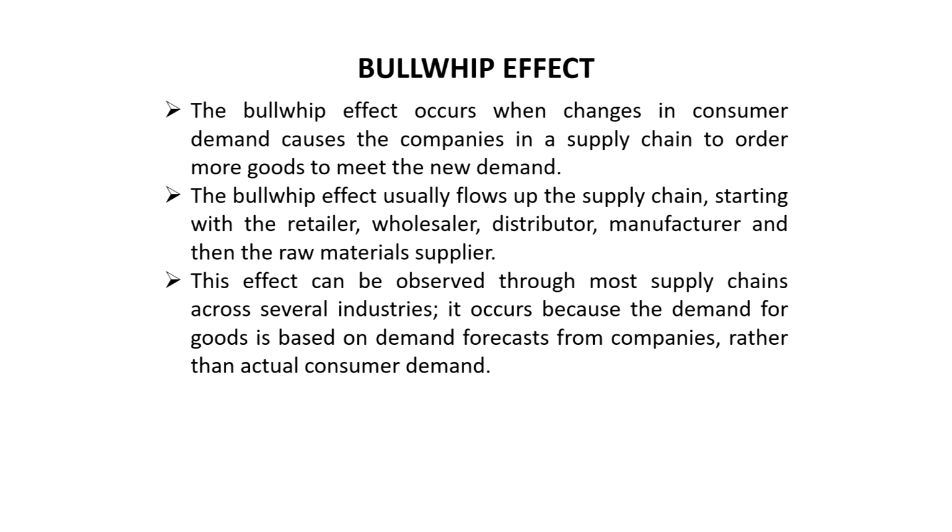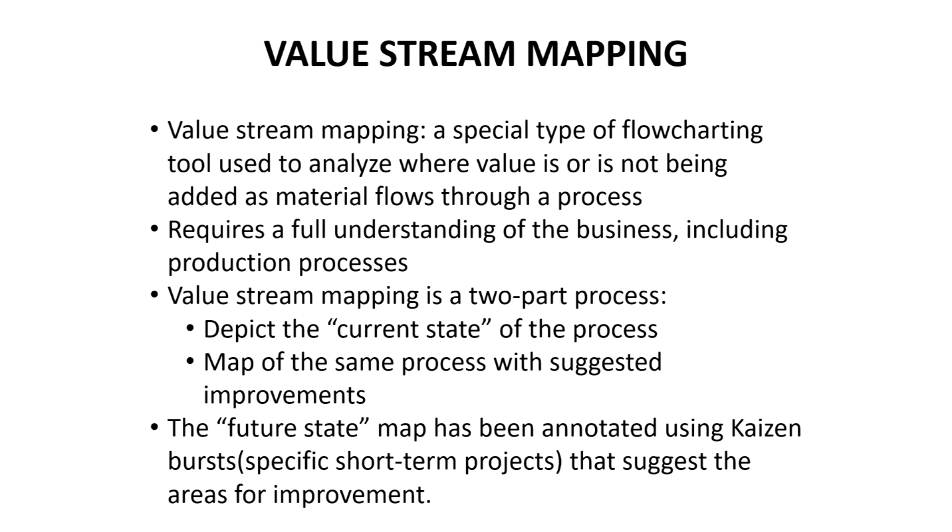Then we can talk about value stream mapping. In value stream mapping, as I said, a very important concept in lean manufacturing. Let us see. Value stream mapping is a special type of flow charting, as the mapping is there. So, we are doing the charting, we are mapping the existing flow, the existing way of manufacturing, to analyze where value is added or not being added, as material flows through the process. So, we will see the processes where value is added and the processes where value is not added.